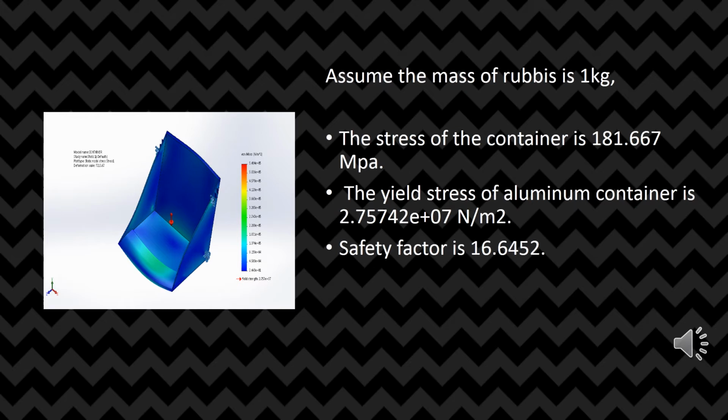For the next part, the container. We assume the mass of the rubbish is 1 kg, and by assuming this, we obtain the stress of the container as 181.667 megapascal. And the yield stress of the aluminium container is 2.75742 times 10 to the power of 7 Newton per meter squared. And the safety factor is 16.6452.